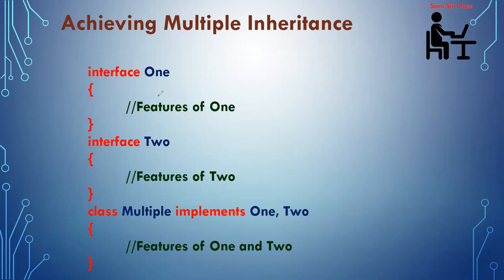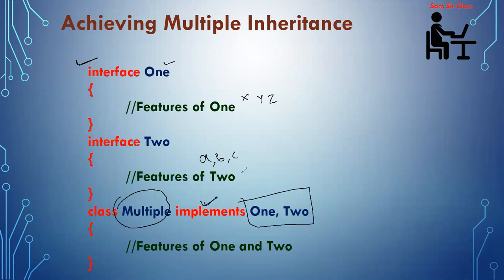Okay, so for that, what they have done, through interface we can achieve multiple inheritance. How? Now interface 1 will be here, suppose with xyz property. Interface 2 will be there with abc property. Now one class can implement more than one interface. This is allowed.